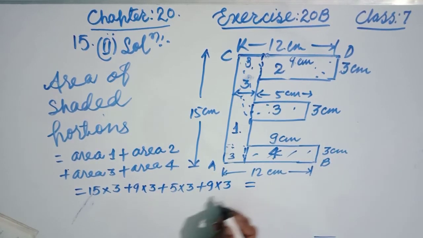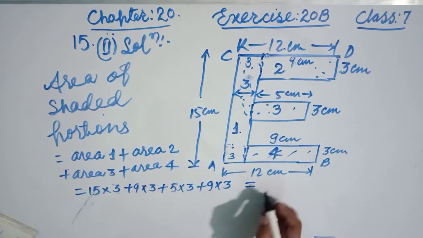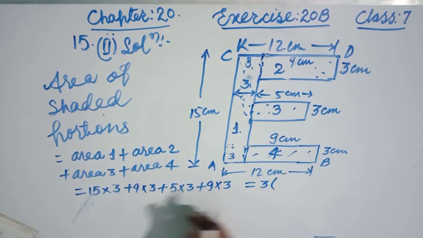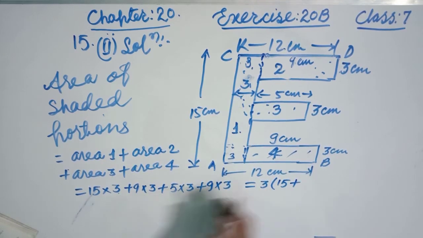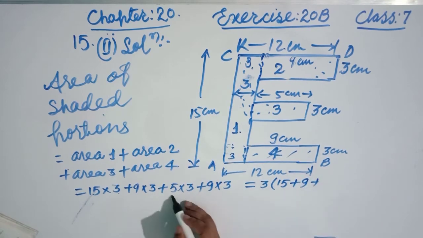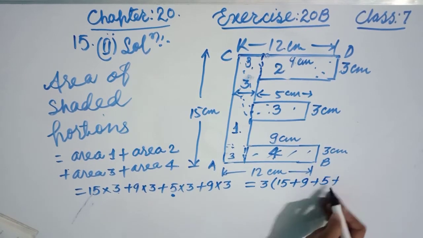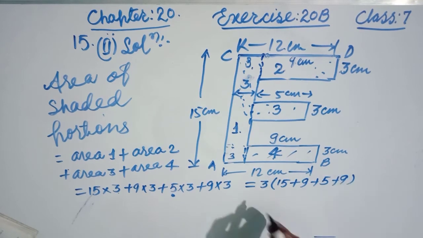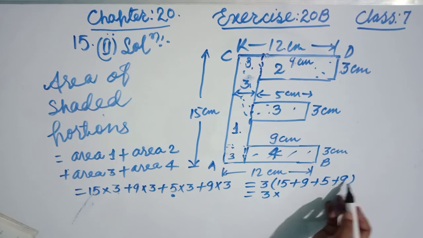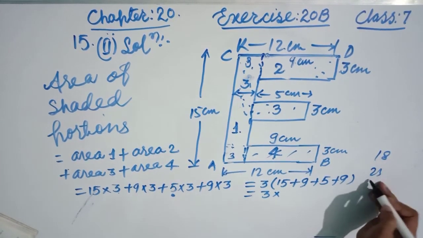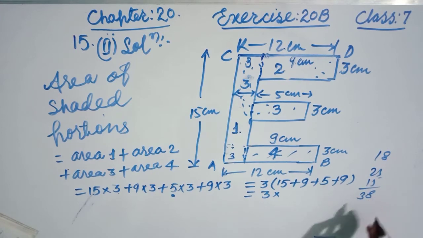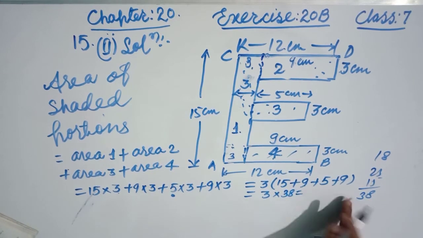Now we can calculate, friends. Here look, 3 is common, take out the 3. Bring 3 outside: this is 15 plus 9 plus 5 plus 9. Now add their values, friends. Here 9 plus 9 is 18, 18 plus 5 is 23, 23 plus 15 is 38. So now multiply, friends.